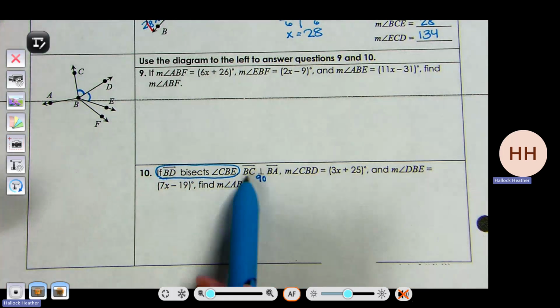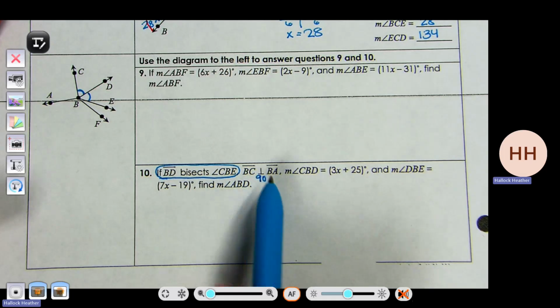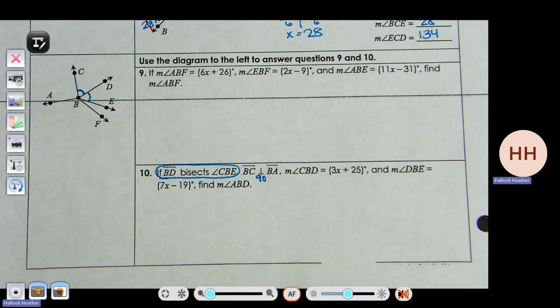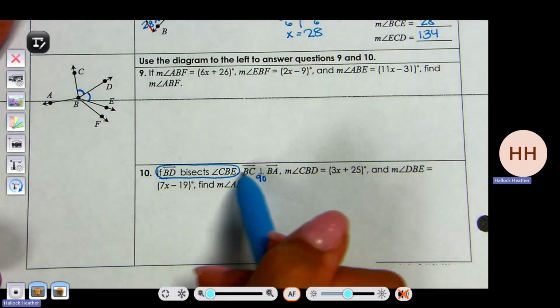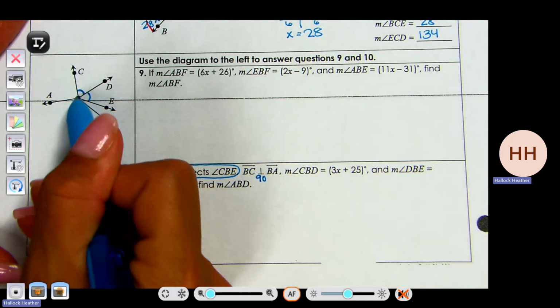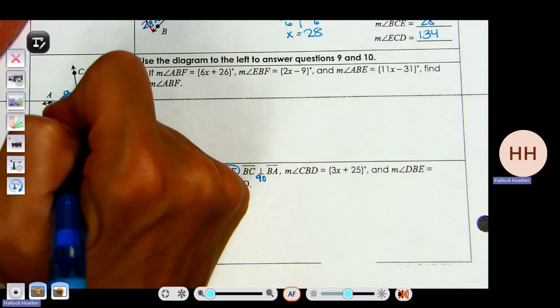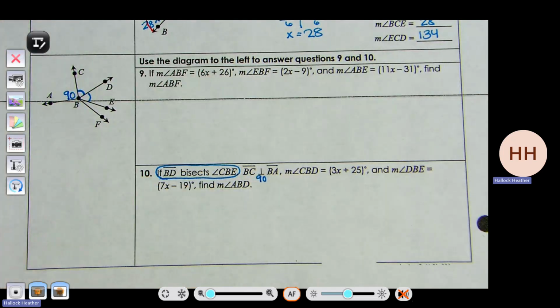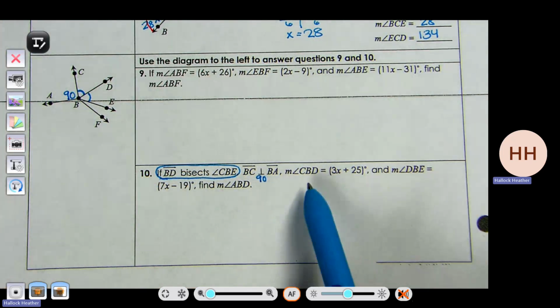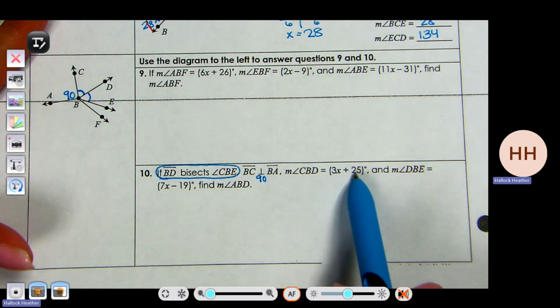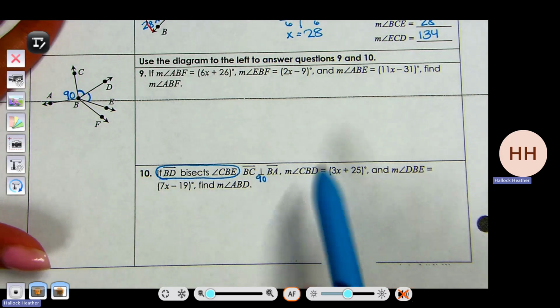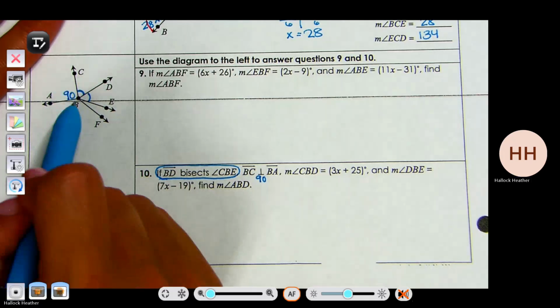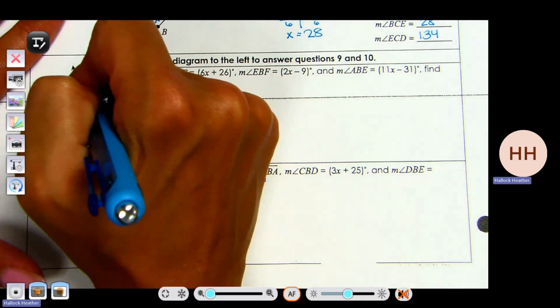Okay, so if I look at BC, this is a line. Line BC and line BA are perpendicular, meaning 90 degrees. So if I put this in my picture, BC and BA are 90 degrees. They are perpendicular, so that's a right angle. Then it says the measure of CBD is 3x plus 25. I can put that in my picture. So 3x plus 25 goes here.